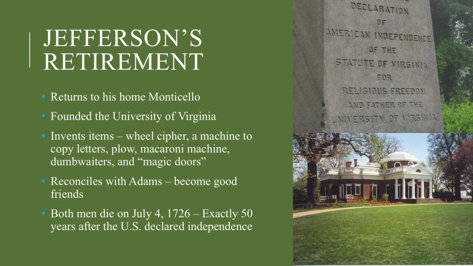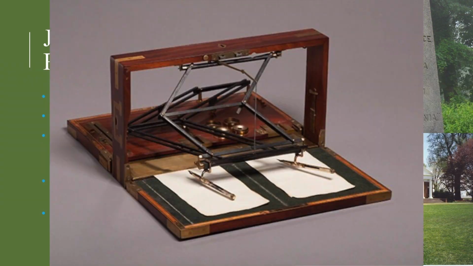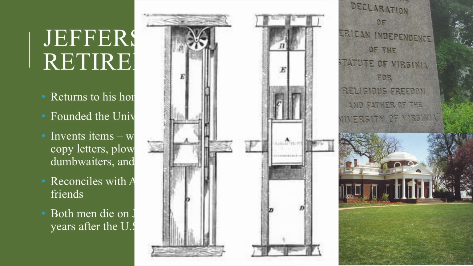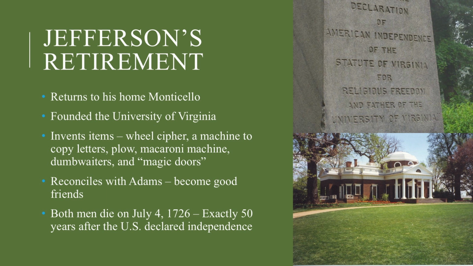After his retirement, he founded the University of Virginia. He also invented many items, including a wheel cipher, a machine to copy letters, a plow, a macaroni machine, dumbwaiters, and magic doors, where one set of doors would open at the same time as a set further down the hallway. During this period, he also reconciled with John Adams, and the two became good friends.